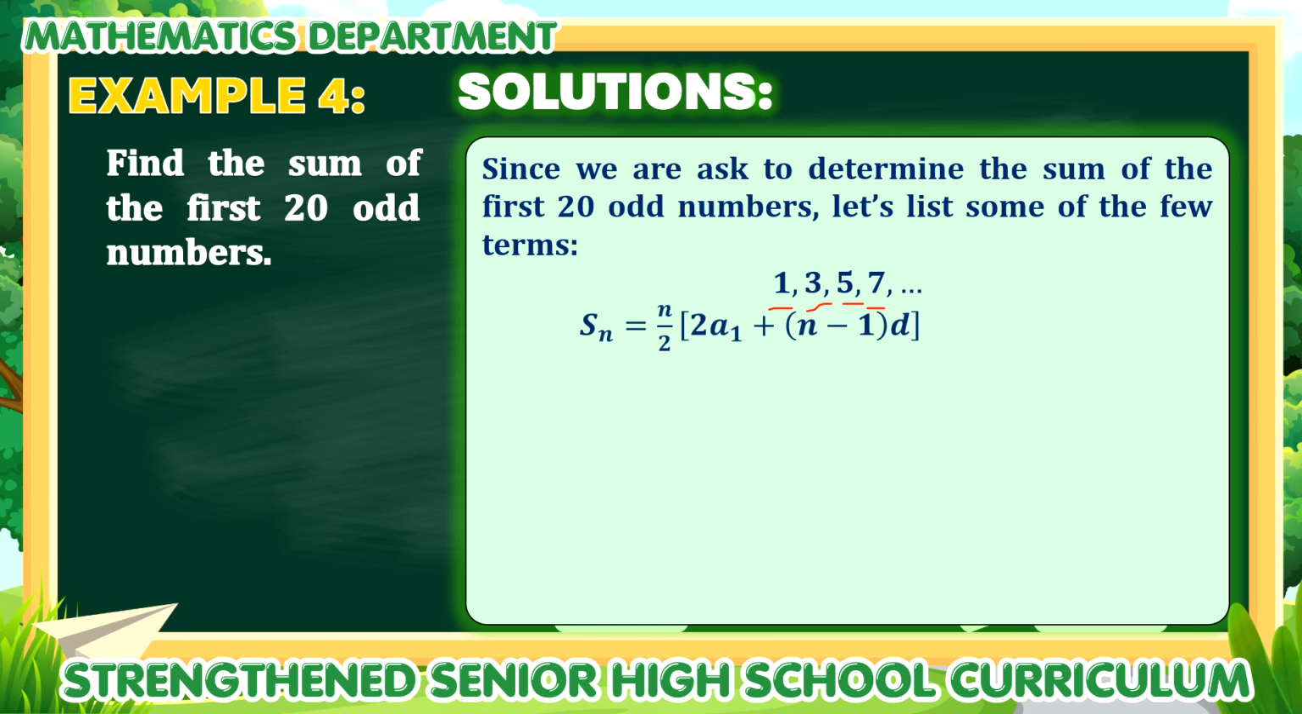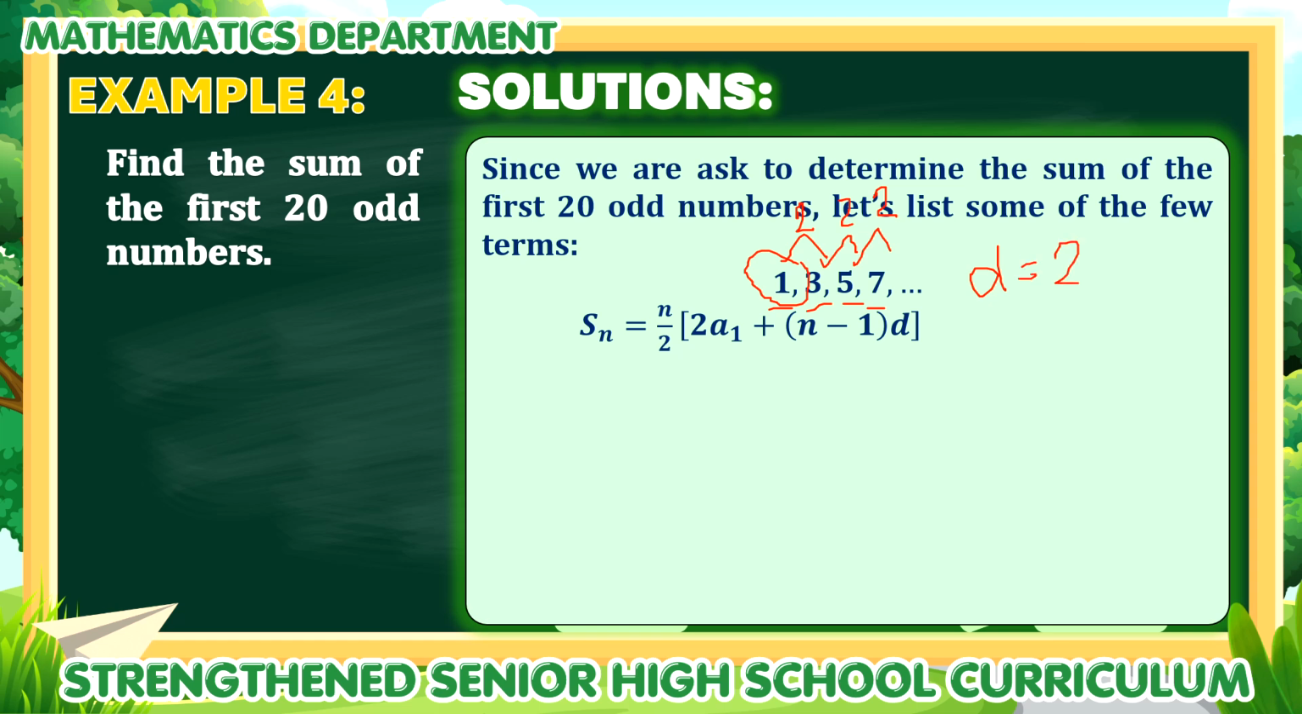Now, observe that in this sequence, our first term is 1. And to obtain our next terms, we just have to add 2 to the previous term. So 1 plus 2 gives us 3, 3 plus 2 gives us 5, and 5 plus 2 gives us 7. So therefore, our common difference here is equal to 2.